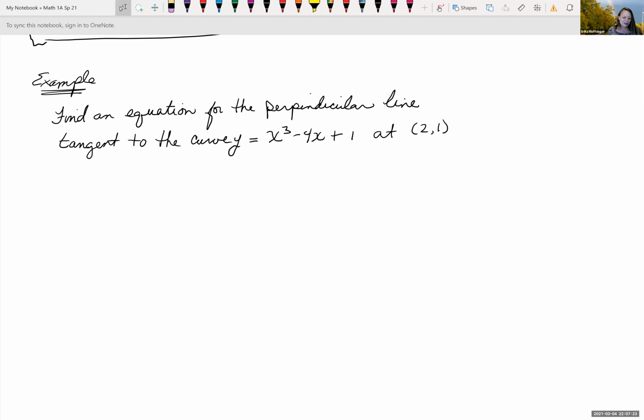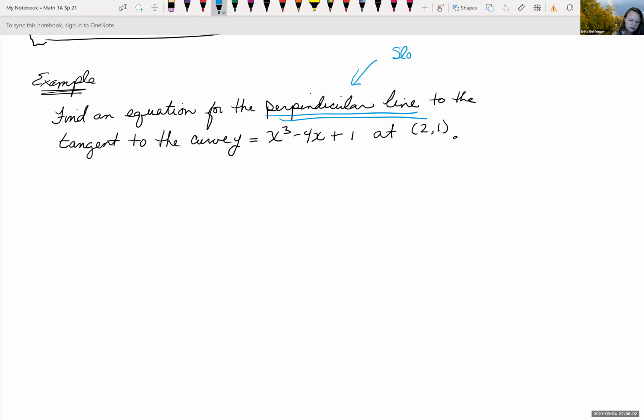Great example. So it says find the equation for the perpendicular line to the tangent line to the curve y equals x cubed minus 4x plus 1 at the point (2, 1). So we have to read and decipher what it's saying. I need to find a perpendicular line, and I have to think to myself, what do I know about perpendicular lines? Well, I know two lines are perpendicular, so recall, if their slopes are negative reciprocals of one another.